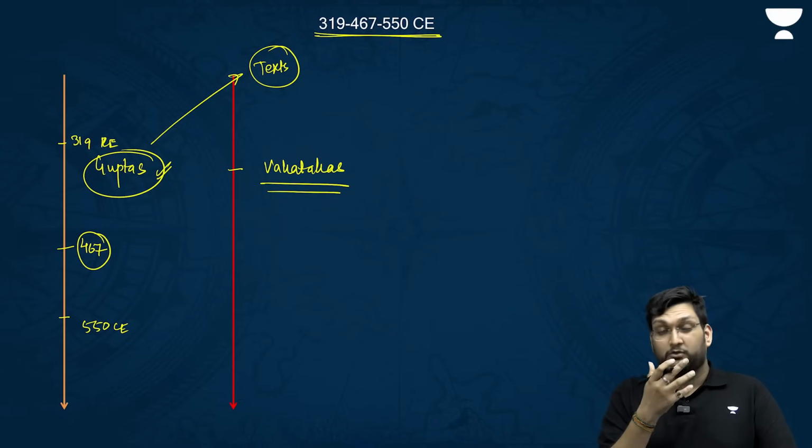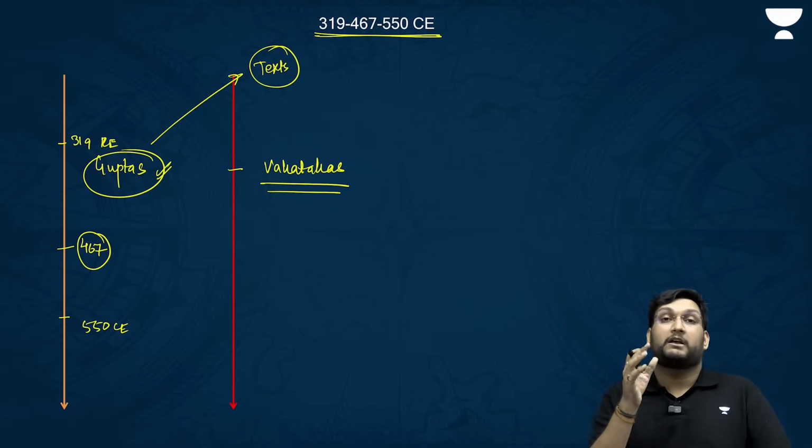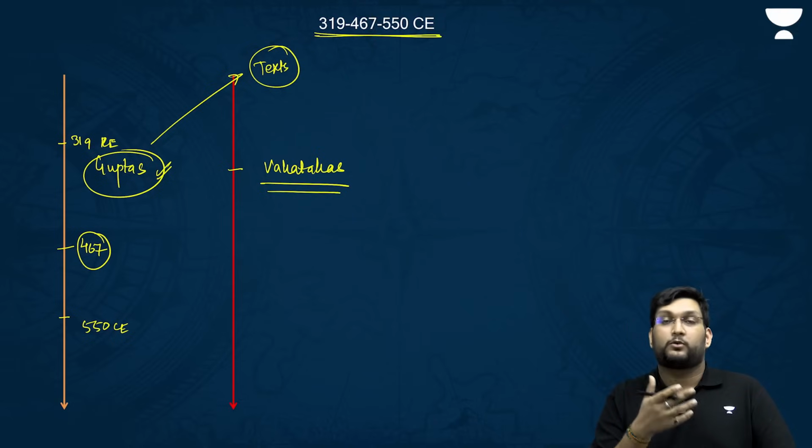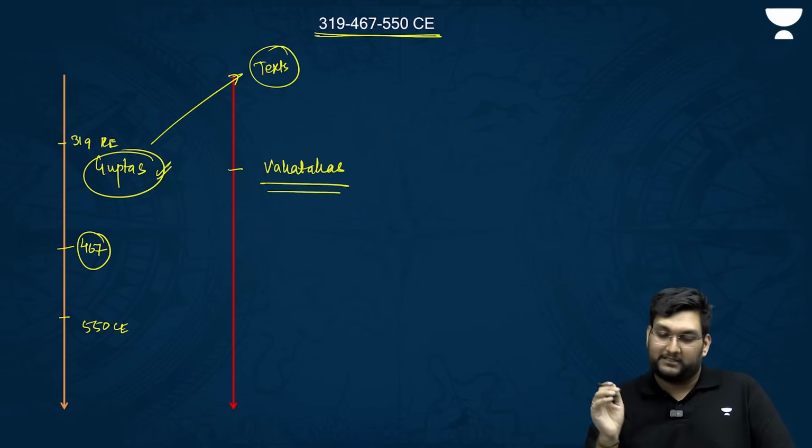You need to know the inscriptions, Iran inscription, Mehrauli inscription, and the iron pillar of Delhi, which is Chandragupta Vikramaditya, not Chandragupta Maurya, Chandragupta II Vikramaditya.